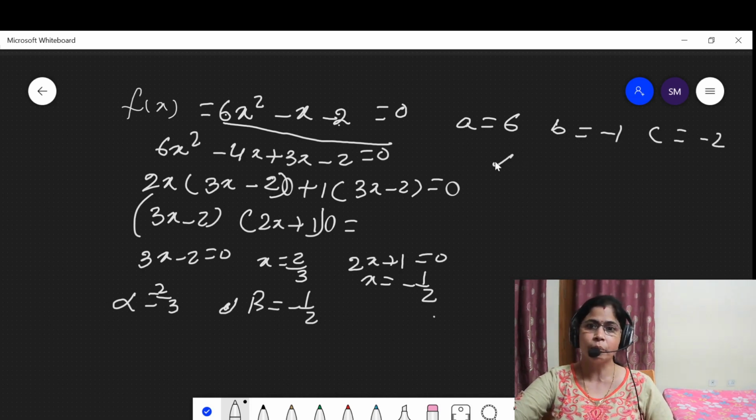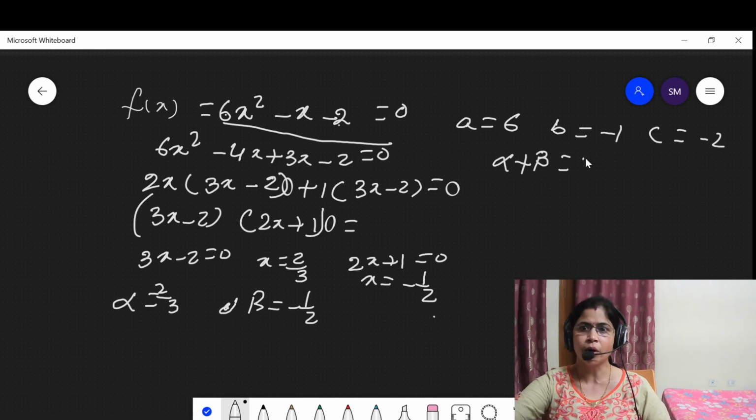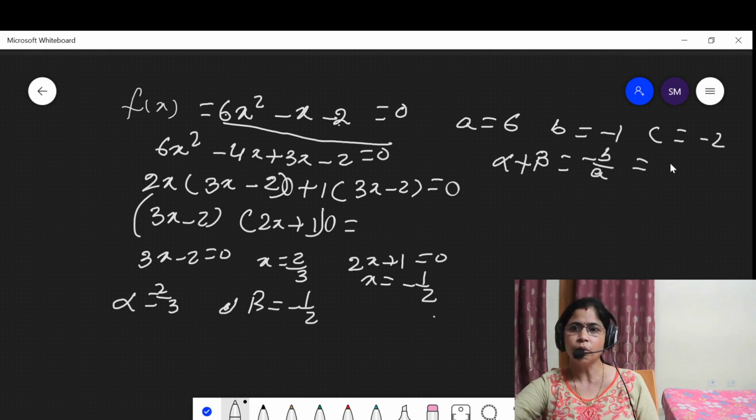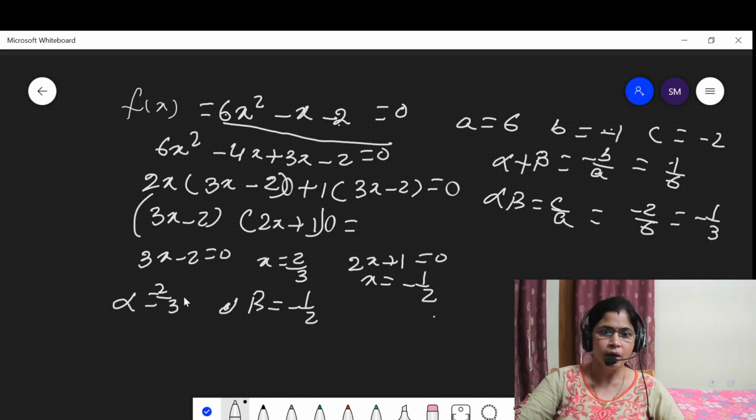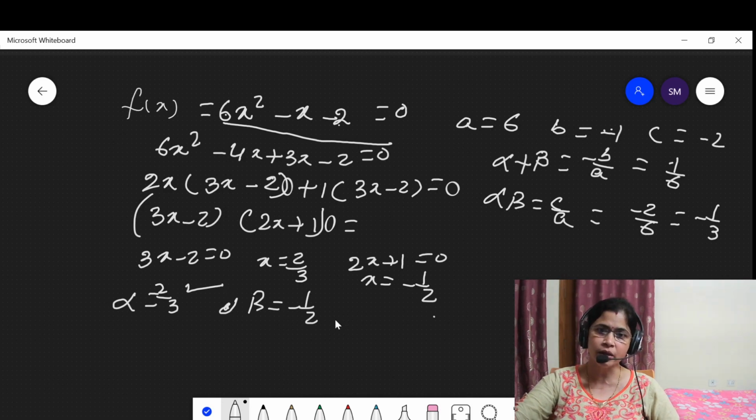Then according to the formula of relationship between two zeros, alpha plus beta is equal to minus b upon a, which is equal to minus of minus 1 upon 6, which is 1 upon 6. Then alpha into beta is c upon a, which is minus 2 by 6, which is equal to minus 1 upon 3.